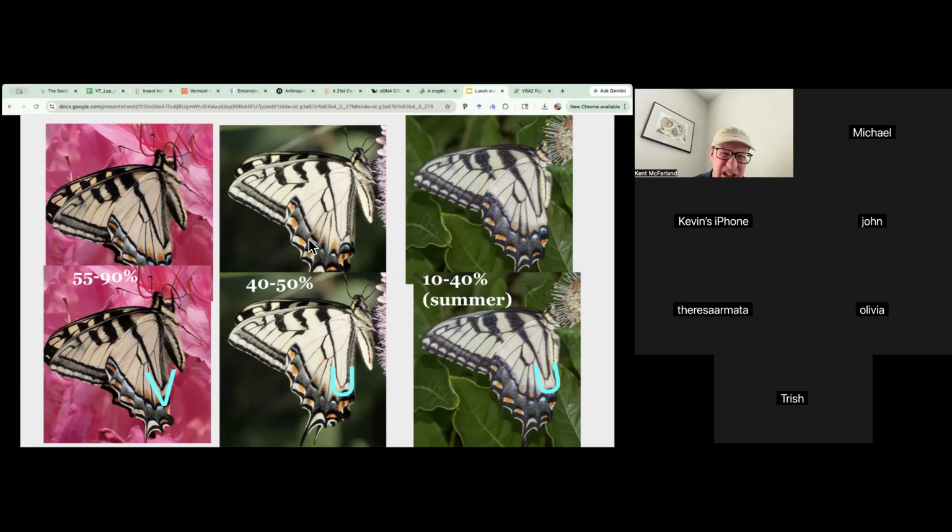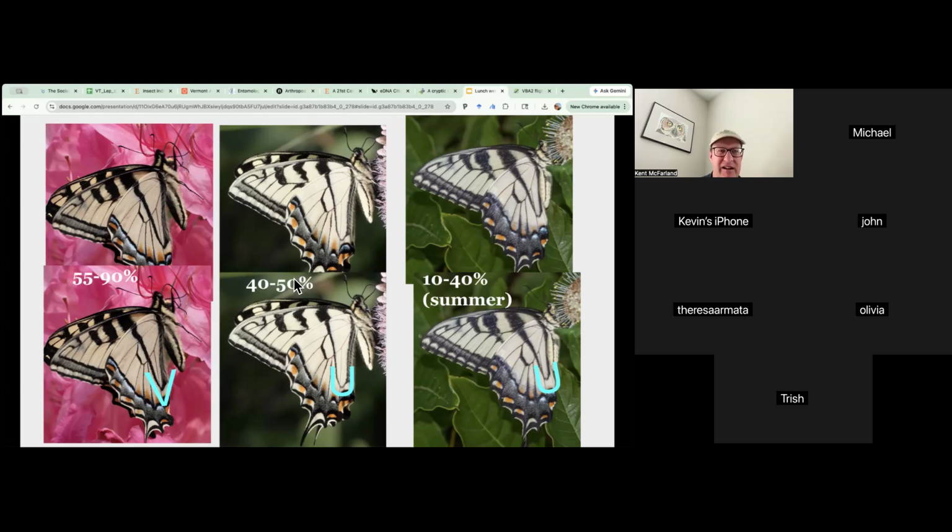So if you look at this, what I'm really pointing out here is the amount of black here. And so it's 55 to 90%. The distance right here is 55 on general, approximately 55 to 90% of the cell is black. And that's canadensis. That's Canadian tiger swallowtail. 40 to 50%. Okay, remember 50 and 55%. Boy, I don't know, unless I'm measuring it, that's pretty close.